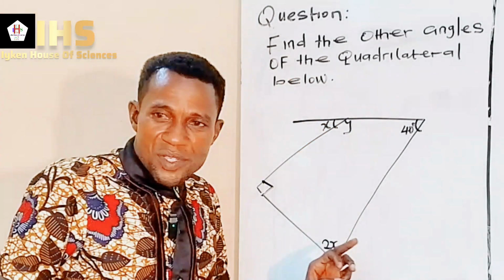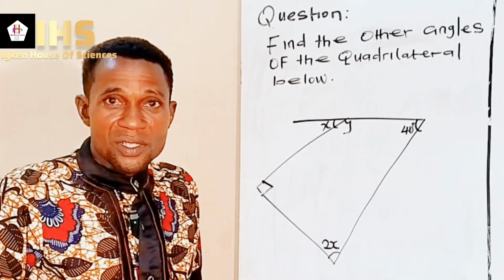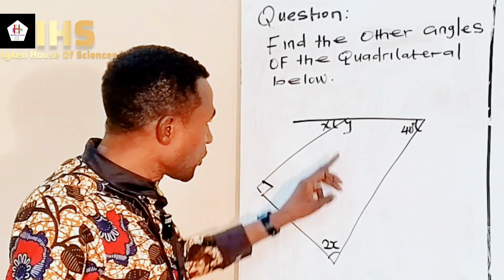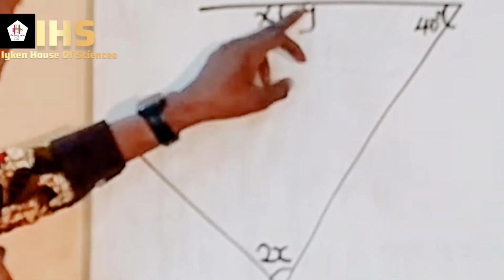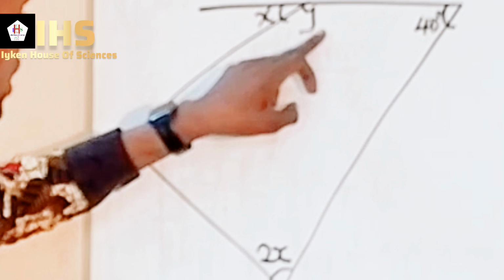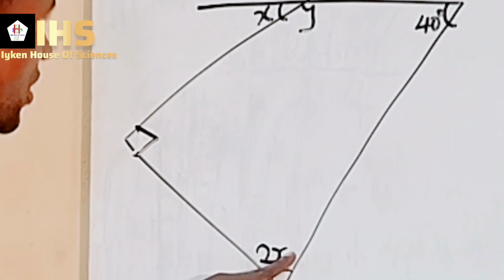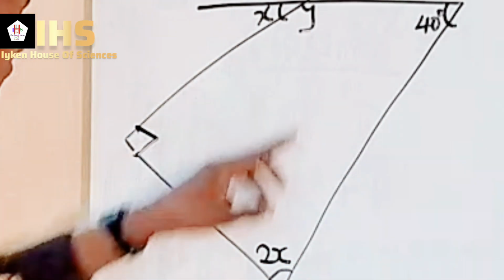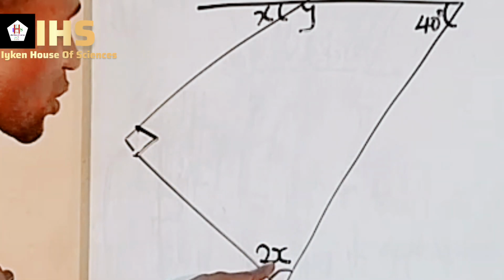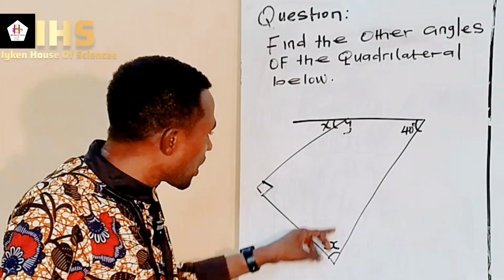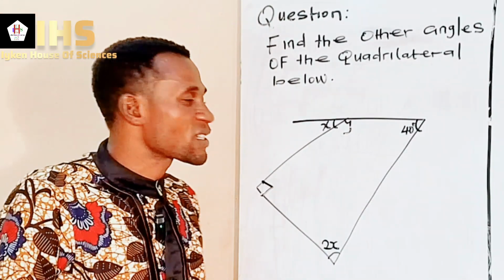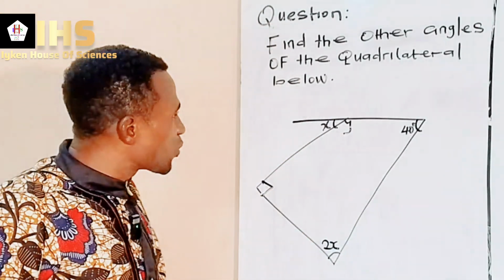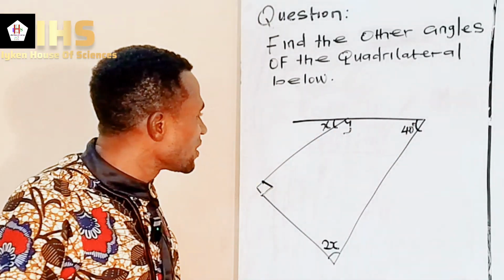The other angles here, there are two angles. They did not mention, but if you look at it very well, you will agree with me that one of the angles in question is y degree, and the other is 2x. So, y and 2x are the two angles in question. But before we find these two angles, there is need for us to know the value of x. And we are going to approach this question from this straight line.